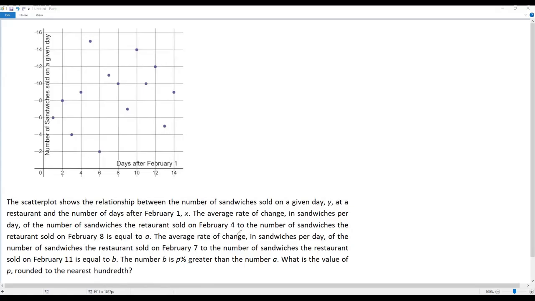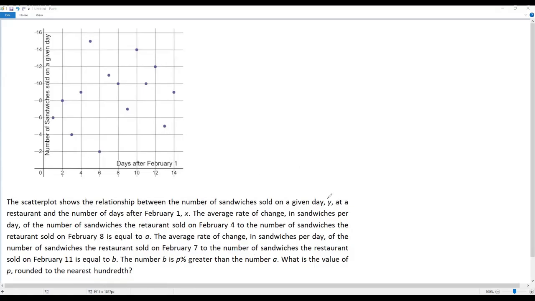The average rate of change in sandwiches per day of the number of sandwiches a restaurant sold on February 7 to the number of sandwiches a restaurant sold on February 11 is equal to B. The number B is P% greater than the number A. What is the value of P rounded to the nearest hundredth?